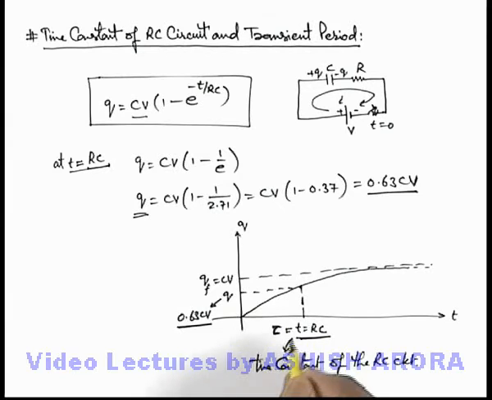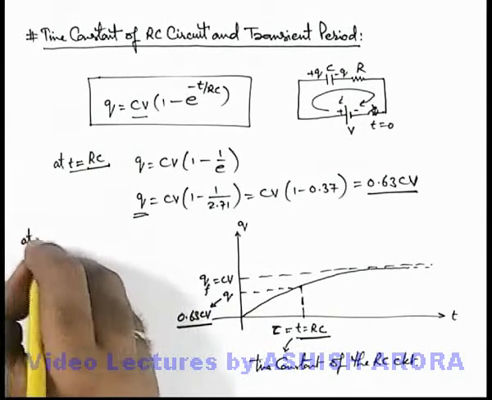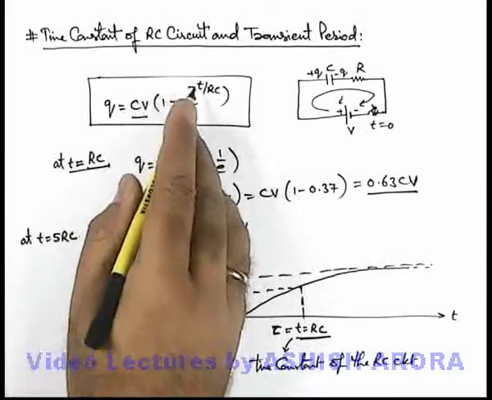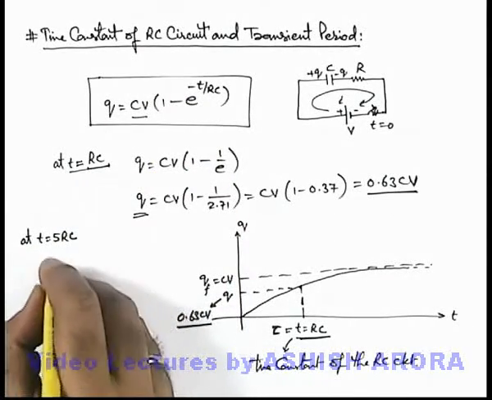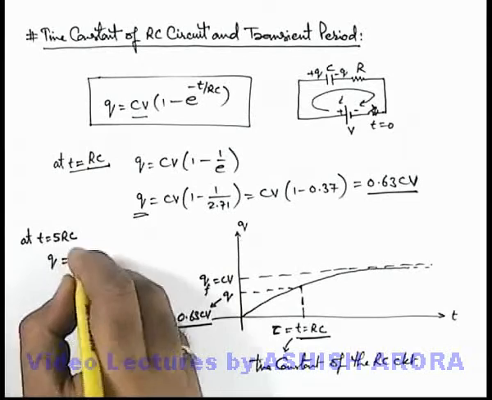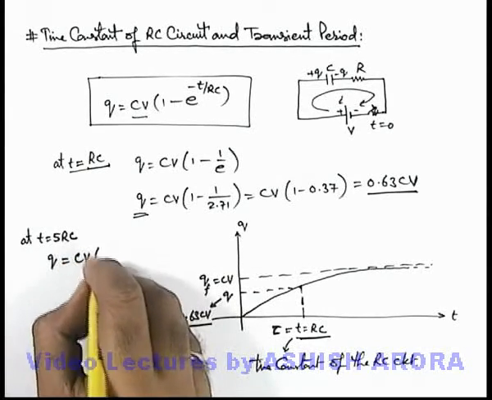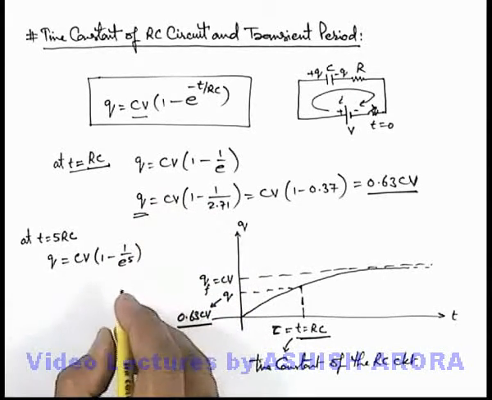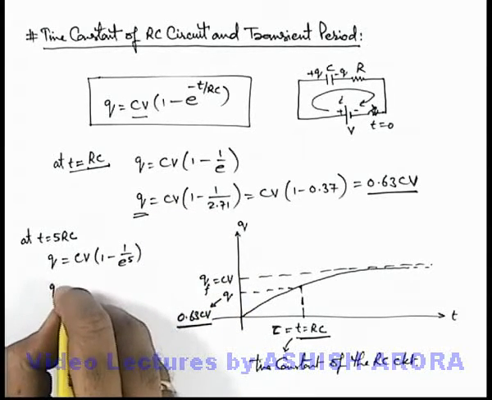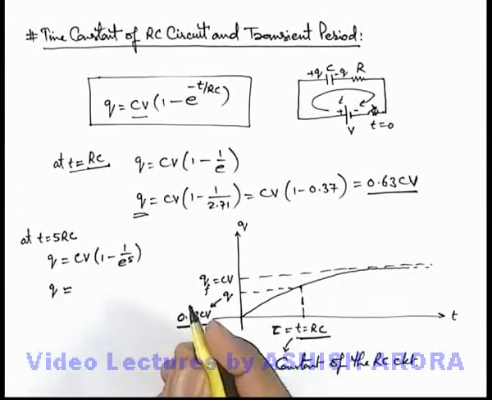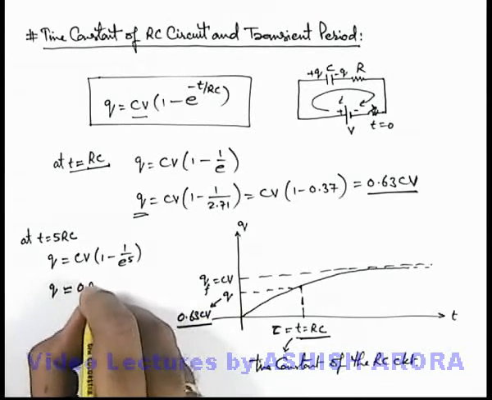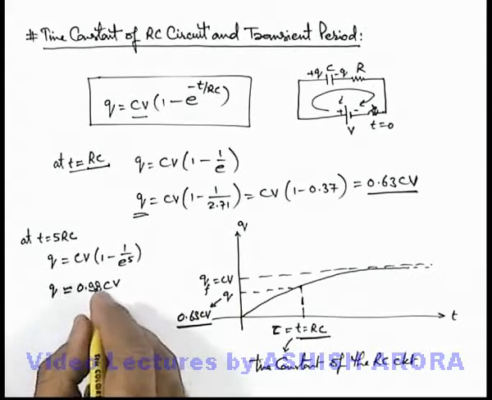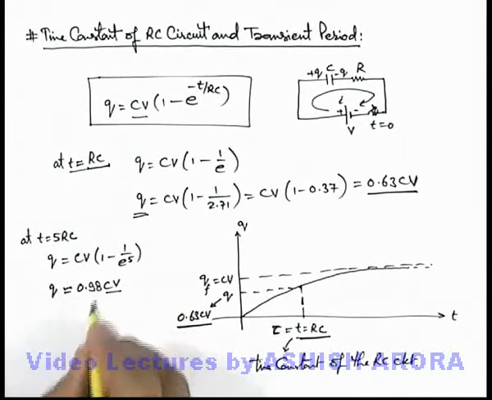Now in the same situation, if we calculate at t equal to 5 RC, if you substitute t equal to 5 RC, you can see the value of charge we are getting is CV(1 minus 1 by e to the power 5), and numerically when you calculate it, this charge will be approximately 0.98 of CV. This is approximately 98 to 99% of the steady state value.